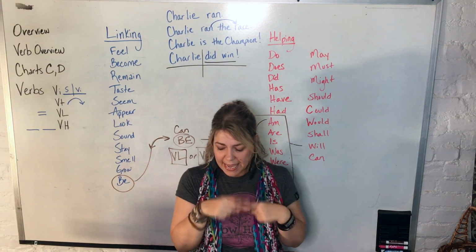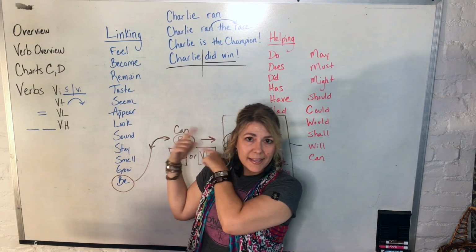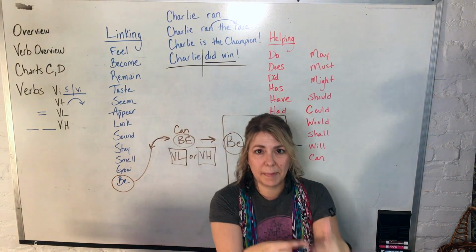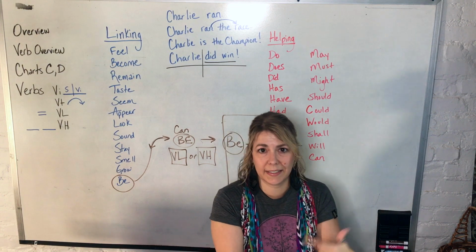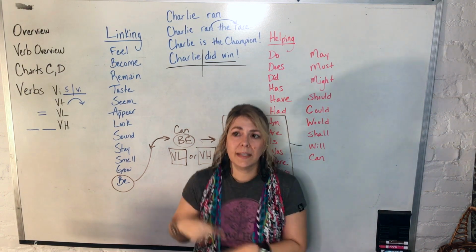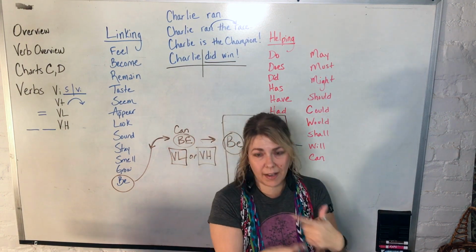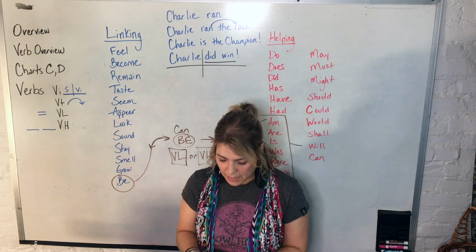So we're going to say I am playing. I was playing. I will be playing. I am cooking. I was cooking. I will be cooking. I am talking. I was talking. I will be talking. Okay, you can do that with lots of them.